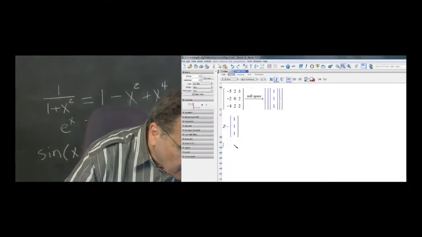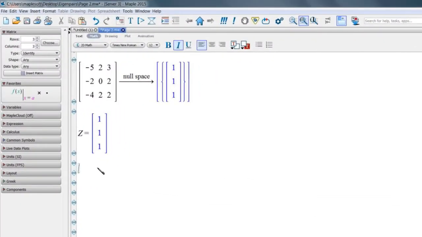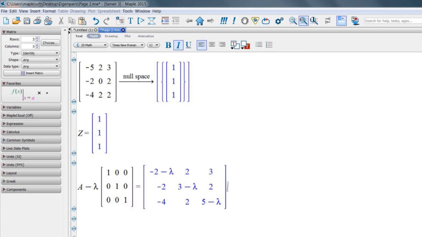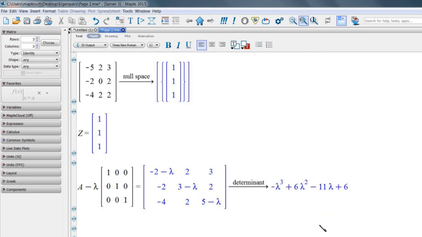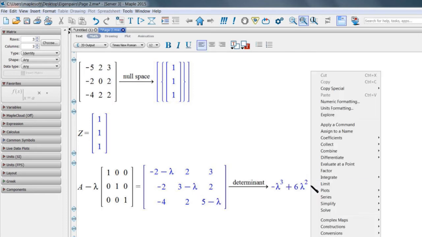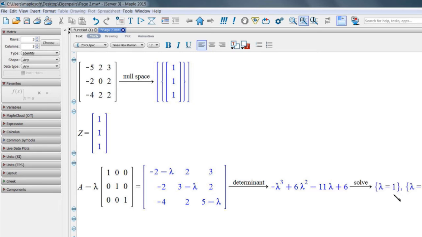Okay, so let's take one last look at A minus lambda I, which is this matrix. See, the lambdas are on the diagonal, minus lambda I. And if you get its determinant, there's the determinant. Get the determinant, set it equal to 0, and solve. You get those numbers 1, 2, and 3.